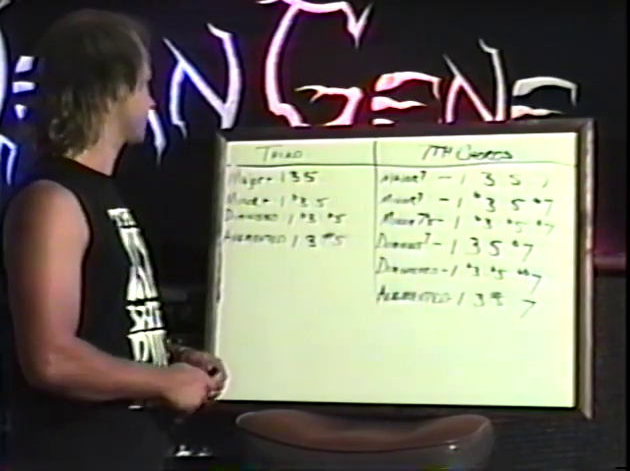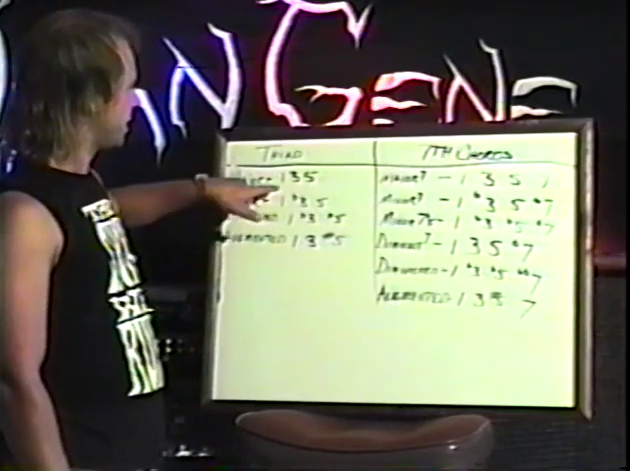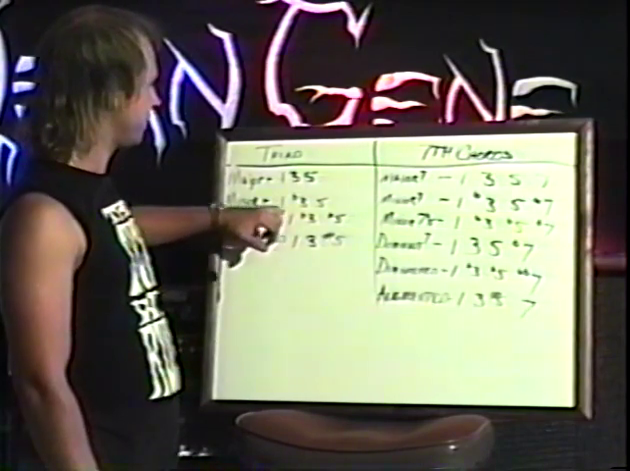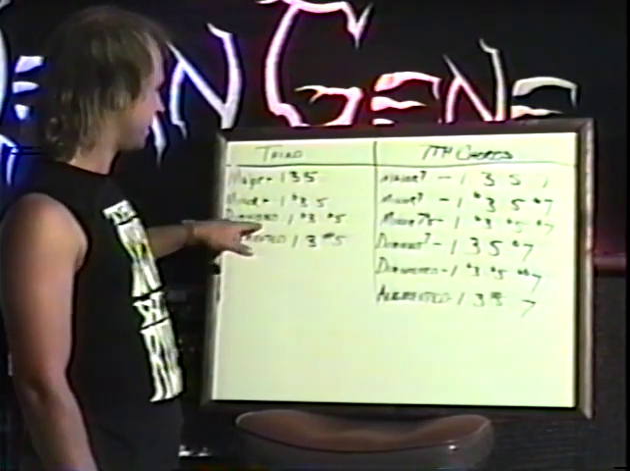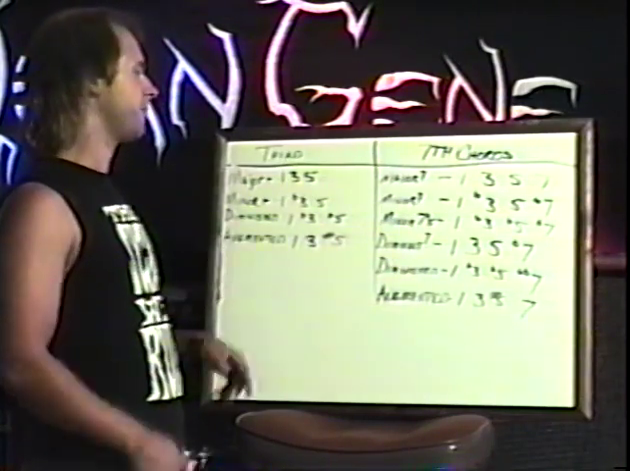Okay, now with triad chords, basically we got the 1, the 3, and 5 for a major. And minor chord, you're having 1, flat 3, 5. Diminished, we have 1, flat 3, flat 5. Augmented, we have 1, 3, sharp 5.